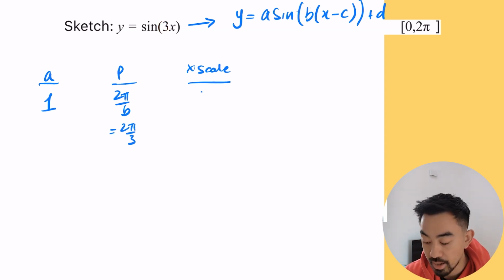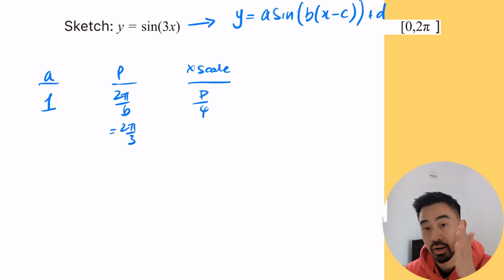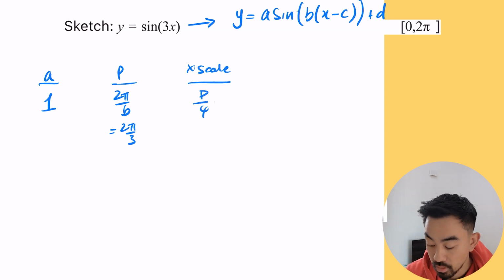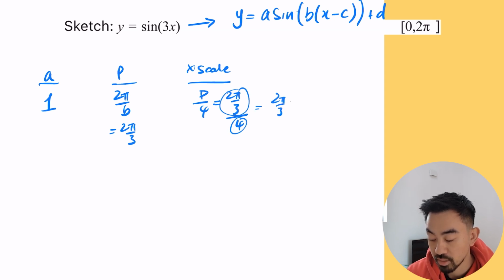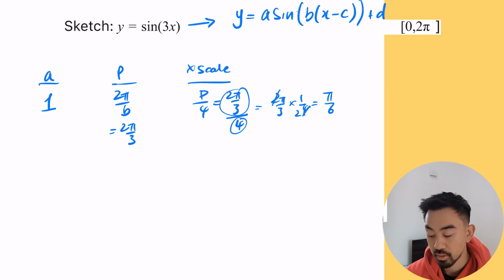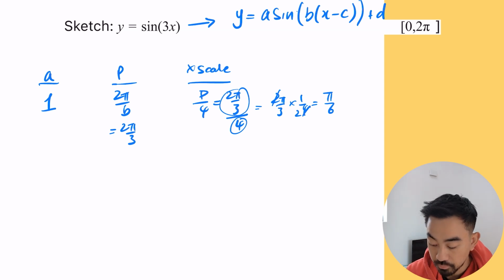All right, and then our last thing, our x scale, is our period divided by 4. So that's what we're going to label our x-axis. So our period is 2 pi on 3, and we're dividing that by 4. So when you have a fraction divided by this number, you'll have 2 pi on 3 times by a quarter. Those 2 and 4 cancel out, so you'll have pi on 6. So basically, we're going to make our graph go up by pi on 6 units.